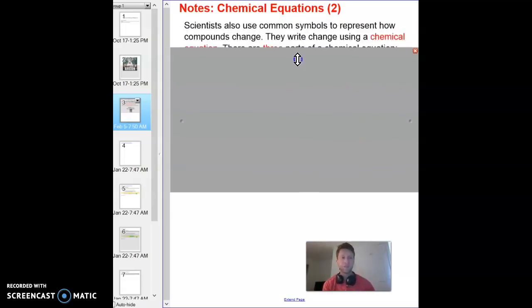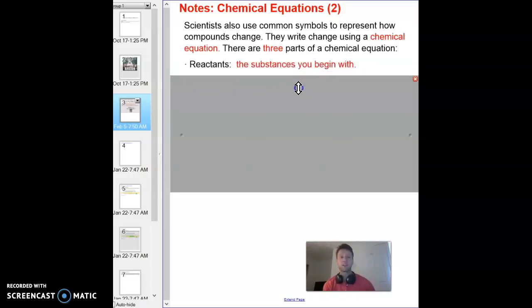So, scientists use common symbols to represent how compounds change. They write change using a chemical equation. Go ahead and type that into your notes. There are 3 parts of a chemical equation. First, there are the reactants. That is the substances you start with.